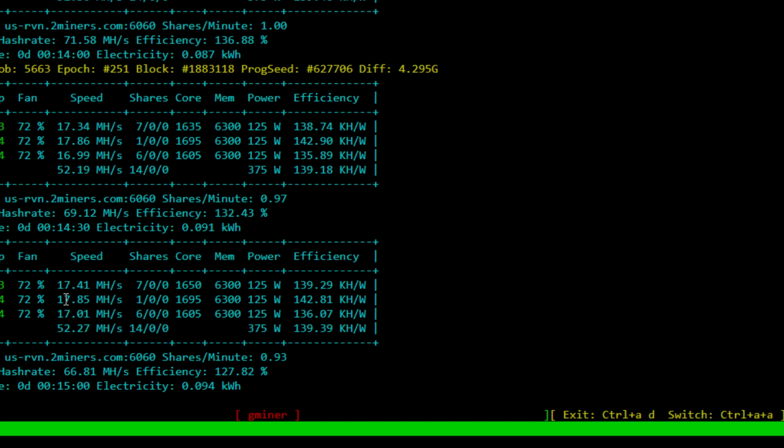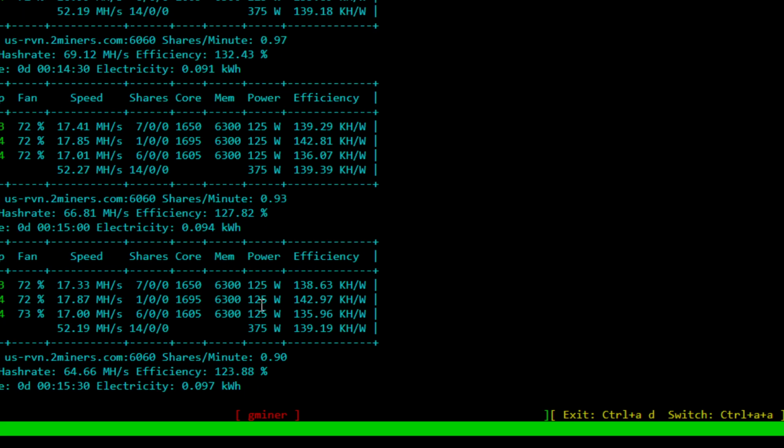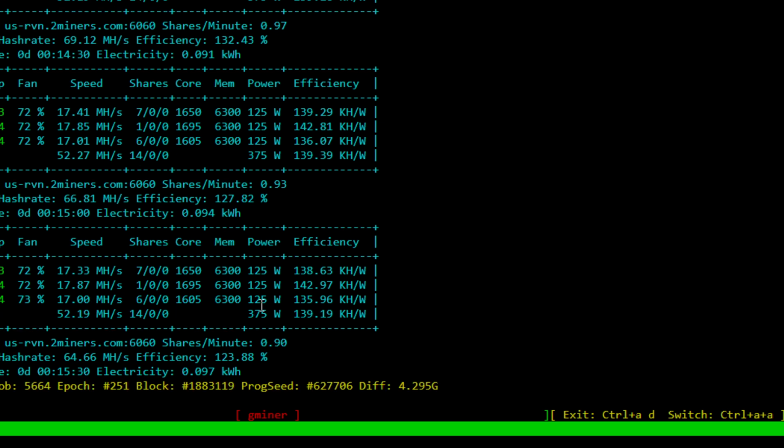We do have 17, 17.8, and 17.41 megahash. So overall, these settings are pretty consistent, anywhere from 17 to the high 17s in hash rate there. Power draw, you are looking at about 125 in software. When I used the kilowatt meter at the wall, we were looking at about 425 watts for the entire rig. So you can quickly do some math there. That's about 140 to 145 watts at the wall per GPU.